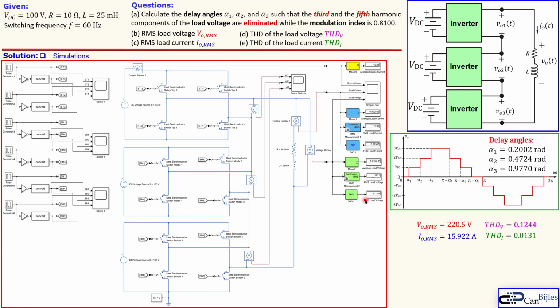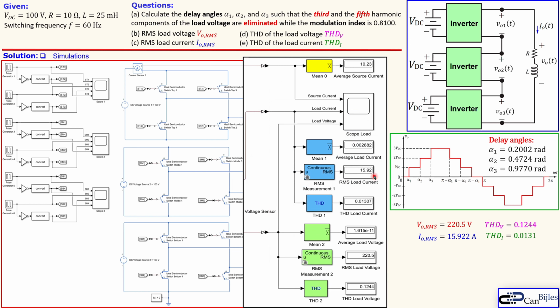And we have here the values. So let me zoom in the values we have displayed here, because they are maybe not clearly seen. And you go here one by one, you see here the RMS load voltage, 220.5 volts as we have calculated. 15.92 amps we have calculated, very close to that. The THD for the load voltage is 0.1244, so exactly as we have. And this THD for the load current is 0.01307, so very close to what we have calculated. So this is all checked.